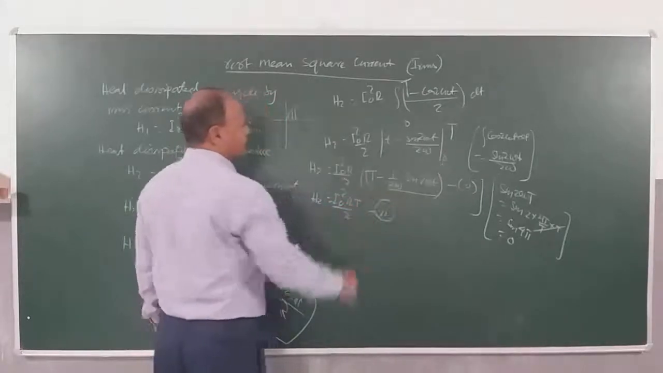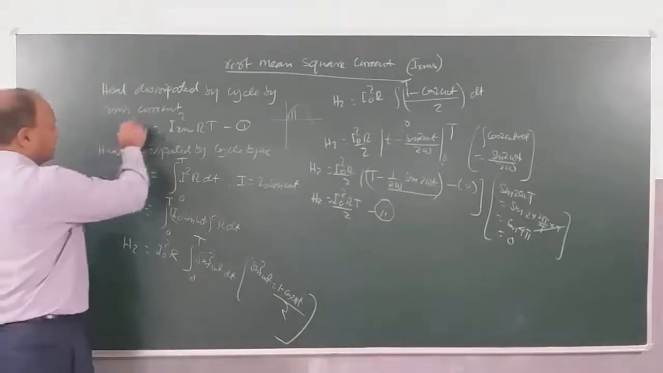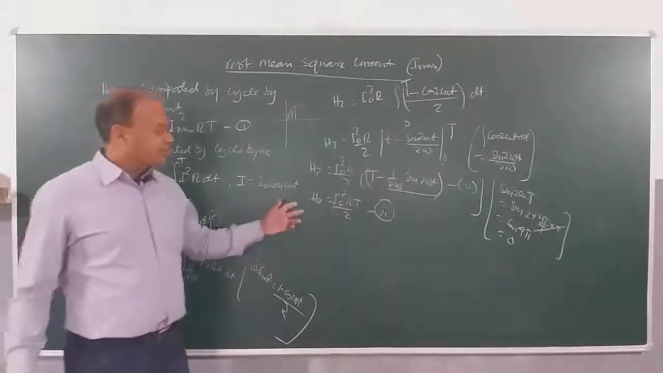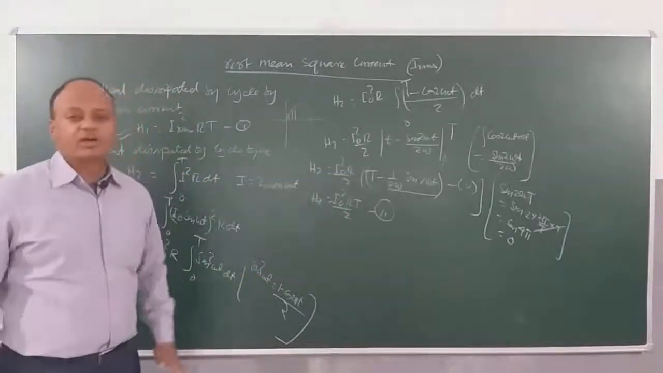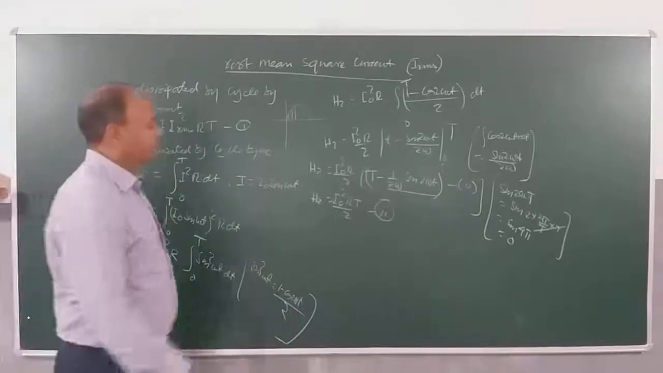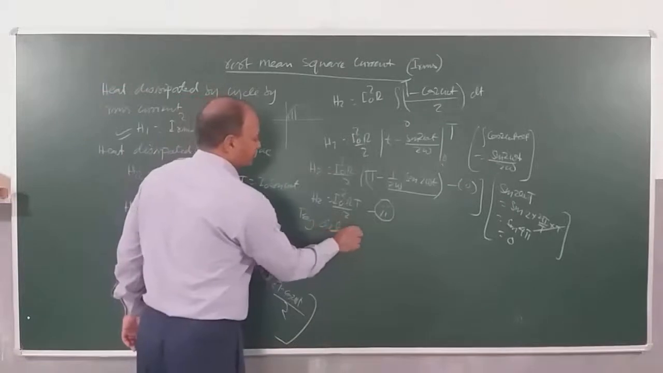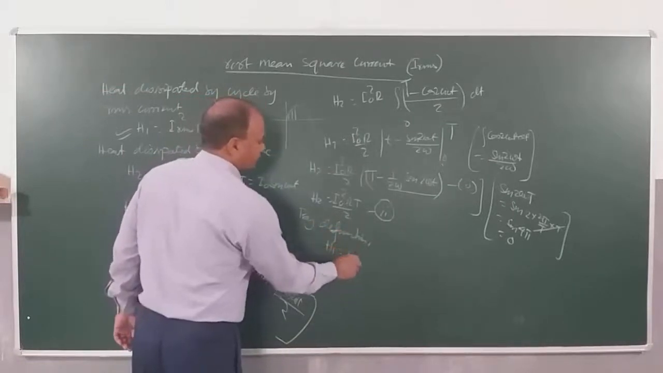So we came across a very interesting result, children. This is heat generated by what? Steady current, which is RMS current, and this is heat generated by what? AC. Now equation 1 and equation 2 will be what? Equal by definition. So I will say here, by definition H1 is equal to H2.